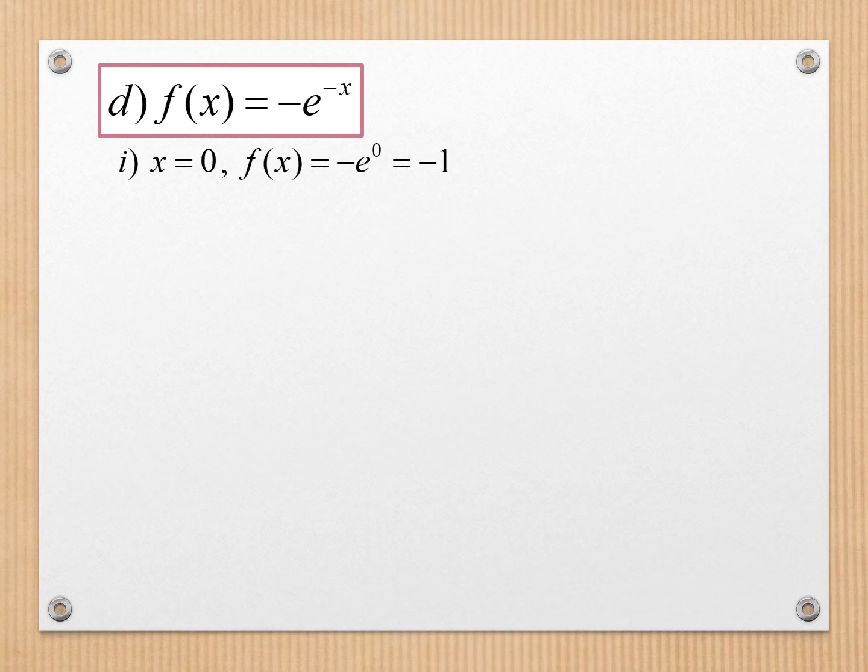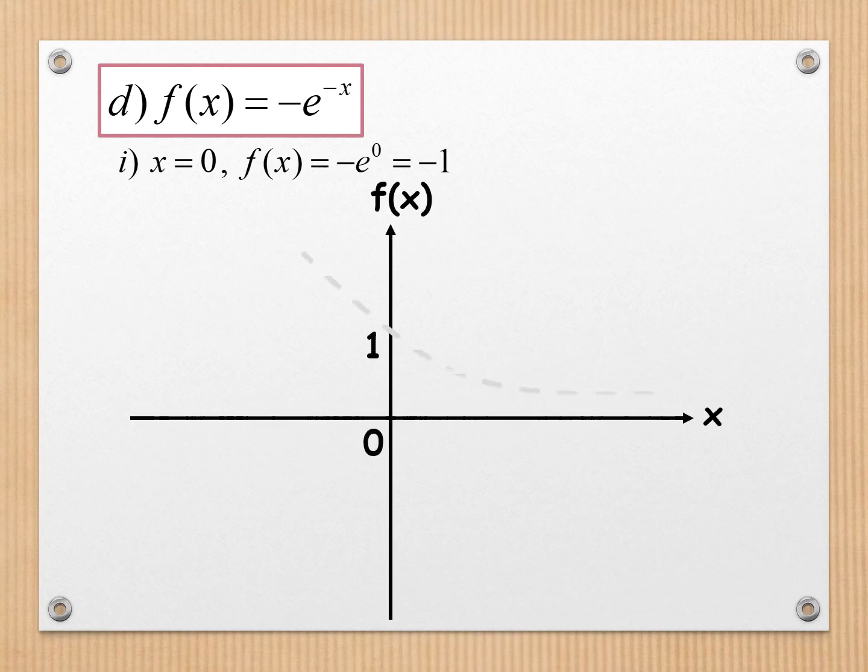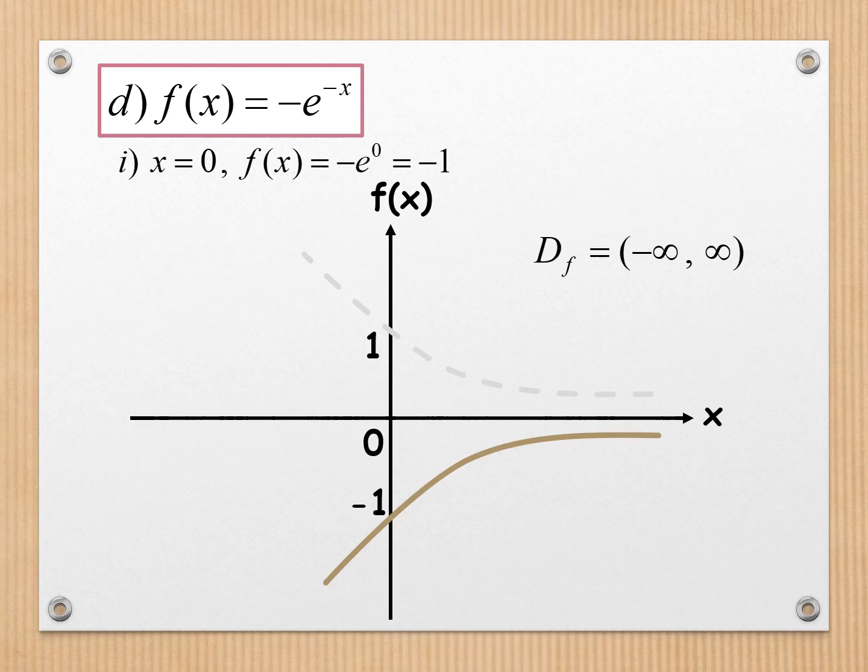The graph of e to the power -x is similar to the graph in question B. So it's like this. Then we reflect it below the x-axis. We get the graph of -e to the power -x with y-intercept -1. From this graph, we notice that the domain is negative infinity to infinity. The range is negative infinity at the bottom, and at the top it is approaching 0. So 0, open.